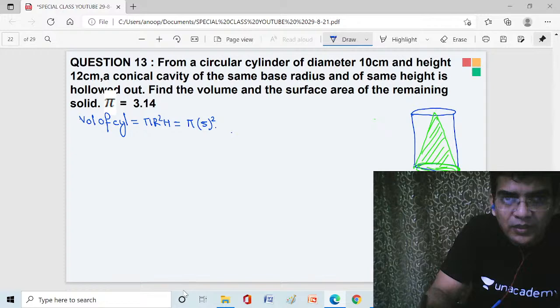So see, first I calculated the volume of the cylinder hole. Then I calculated the volume of the cone. And now I'm going to subtract these two and I will get the volume of this remaining portion. This is the remaining portion which I have shaded blue. So I have to get the volume of this remaining solid.